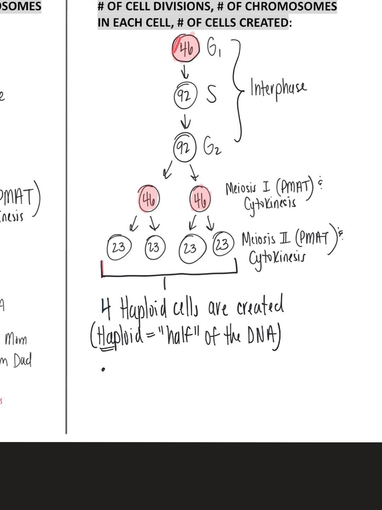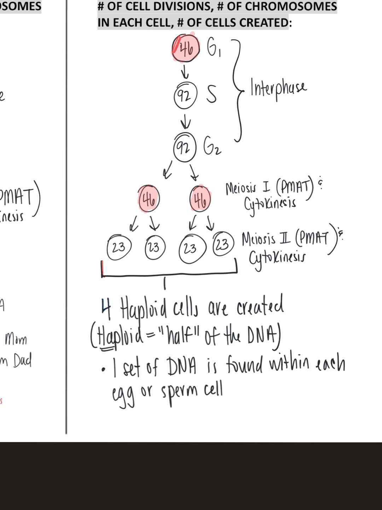Now, the reason we say the half number is because you're only going to have, instead of 2 sets of DNA, like diploid, you're going to only have 1 set of DNA. 1 set of DNA is found within each egg or each sperm cell. You have to remember during meiosis, you're not creating body cells. You're creating sex cells. So if you're a female, you're creating 4 egg cells. If you're a male, you're creating 4 sperm cells.